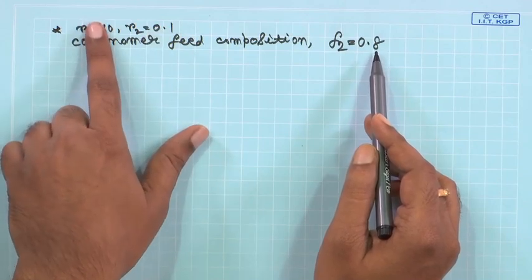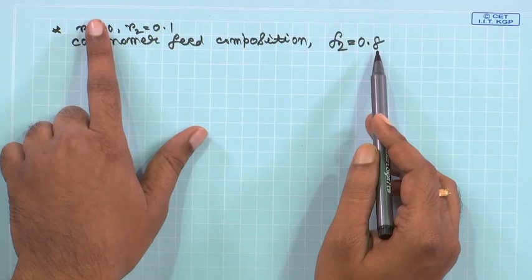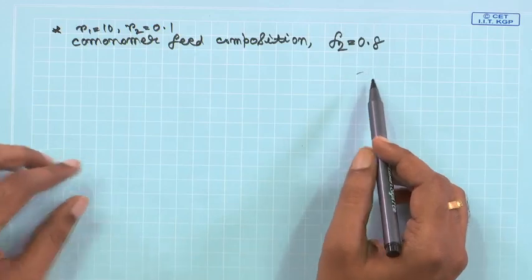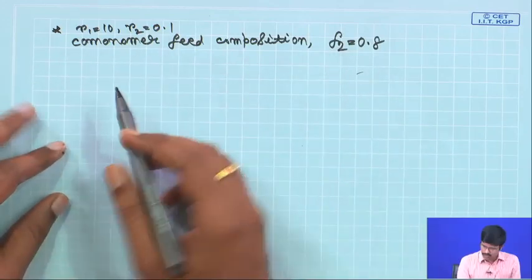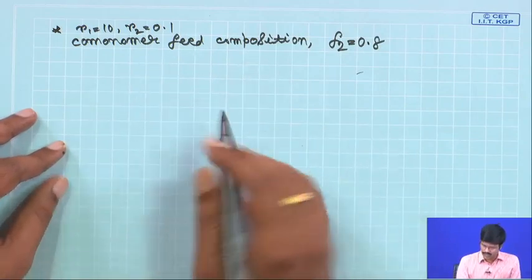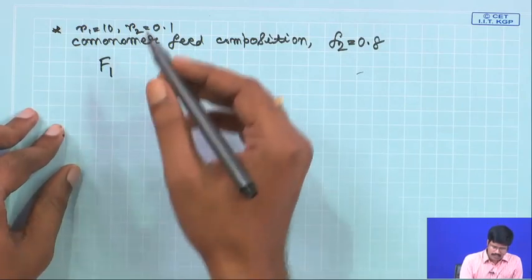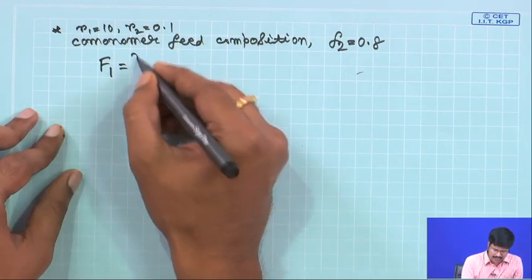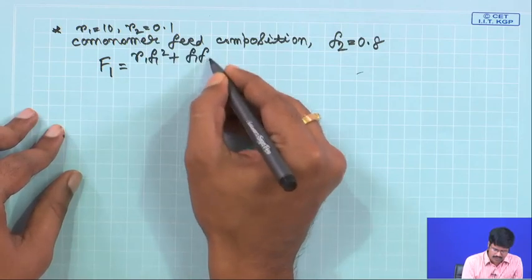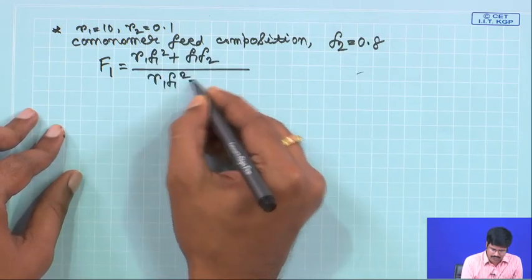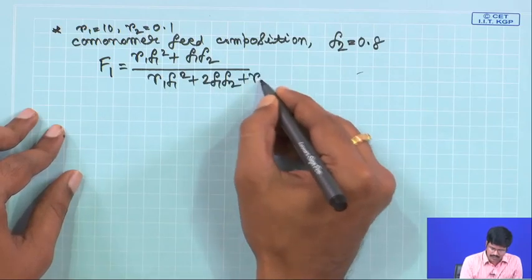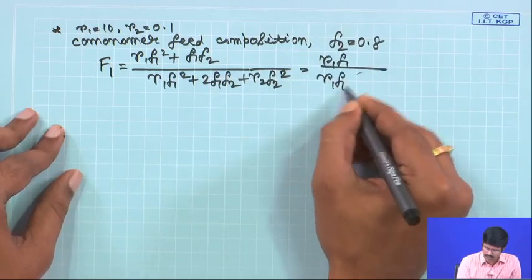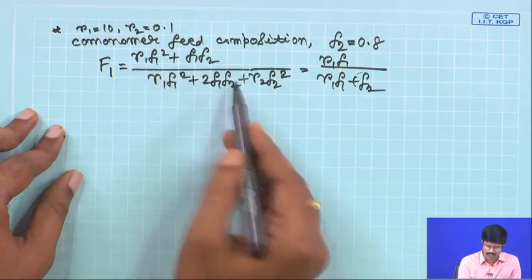So monomer 1 will overwhelmingly go into the copolymer and will have more preference to go into the copolymer than monomer 2. Then the question is, what is the instantaneous copolymer composition? When the product r1 r2 is 1, the expression for F1, which is r1 f1 squared plus f1 f2 divided by r1 f1 squared plus 2 f1 f2 plus r2 f2 squared, reduces to a more simplified form: r1 f1 divided by r1 f1 plus f2. You can just work it out by putting r1 r2 equal to 1.